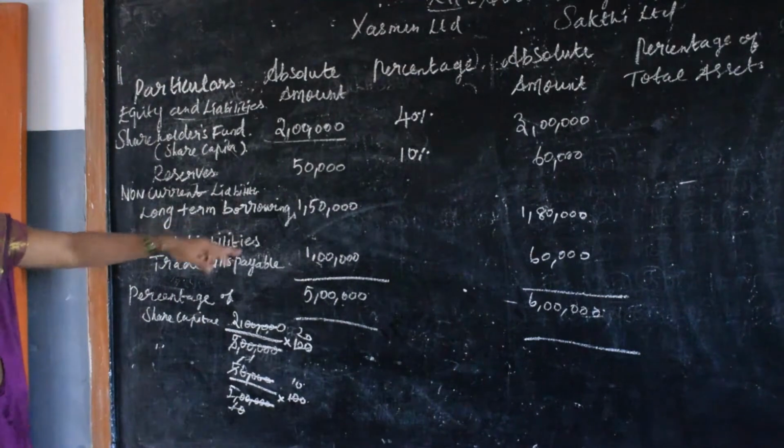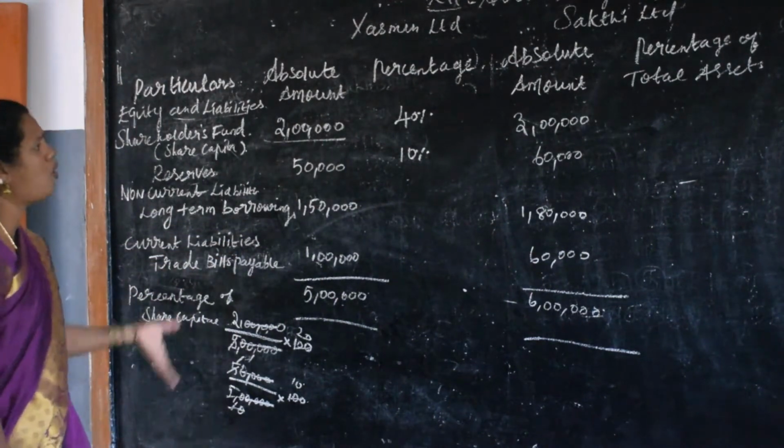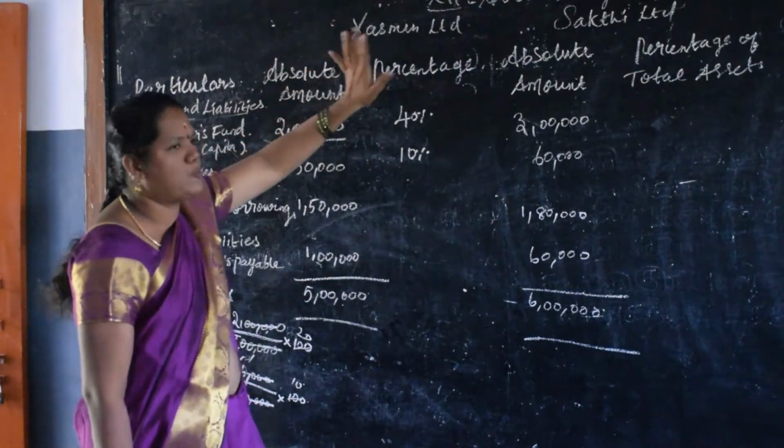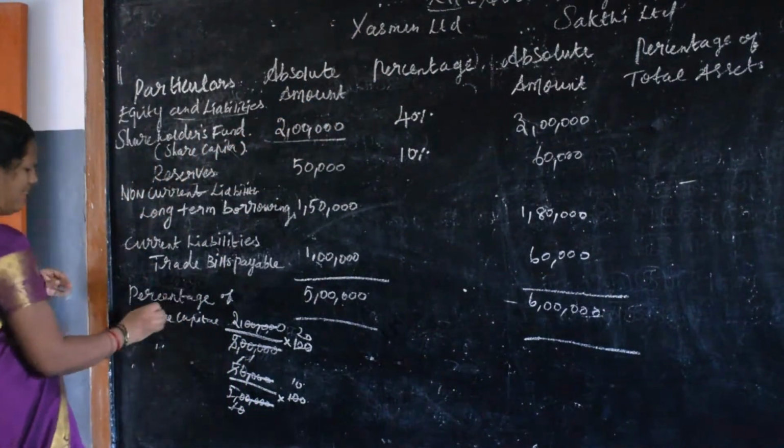Okay, next, moving on to the 1 lakh. See, we are finding out only for Yasmin Limited. We are only concentrating on Yasmin Limited. So write like that, Yasmin Limited.